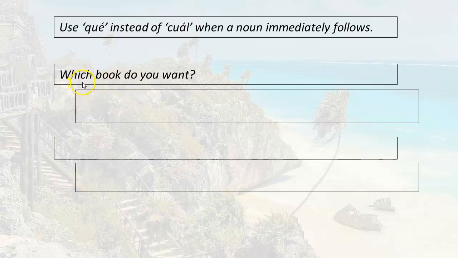So if I want to say, which book do you want? You might think, well, it's cuál libro quieres. However, the rule is use qué instead of cuál when the noun follows. So instead of saying cuál libro, you say qué libro quieres. In this case, qué means which when you translate it back to English. Which book do you want? ¿Qué libro quieres?